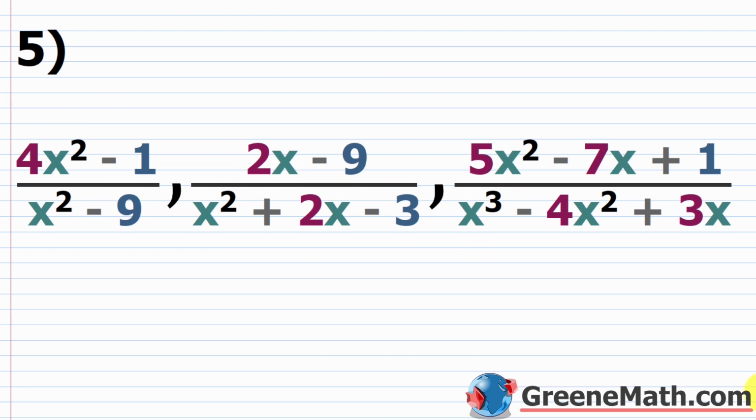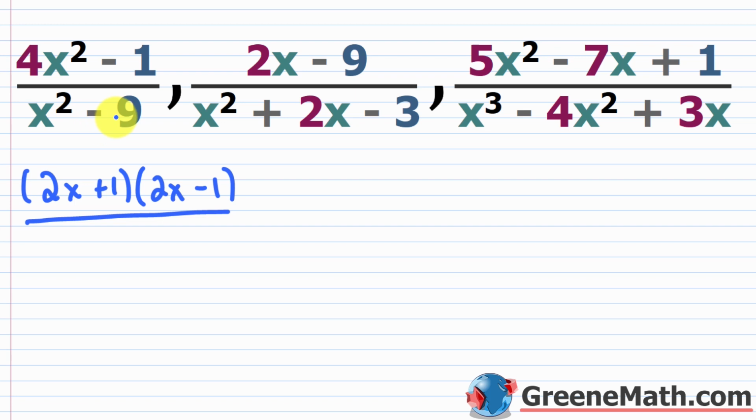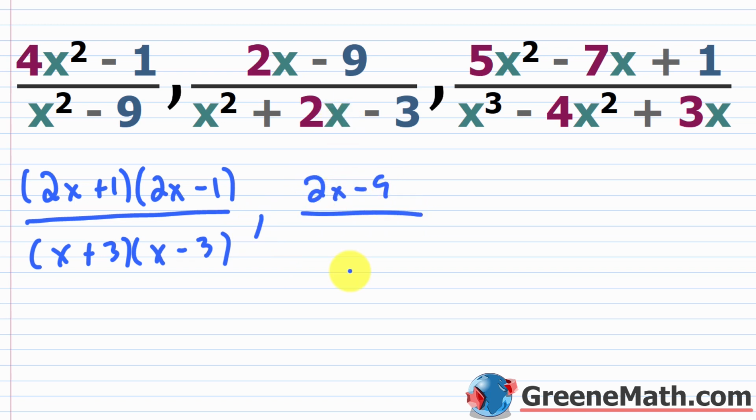Okay, let's look at problem number 5. So we have, up in the numerator, 4x squared minus 1. That's the difference of squares. So this would actually be 2x plus 1, this quantity, times 2x minus 1, that quantity. So that factors. Down here, this is the difference of squares as well. This is the quantity x plus 3 times the quantity x minus 3. Then up here, I have 2x minus 9. Nothing I can do with that.